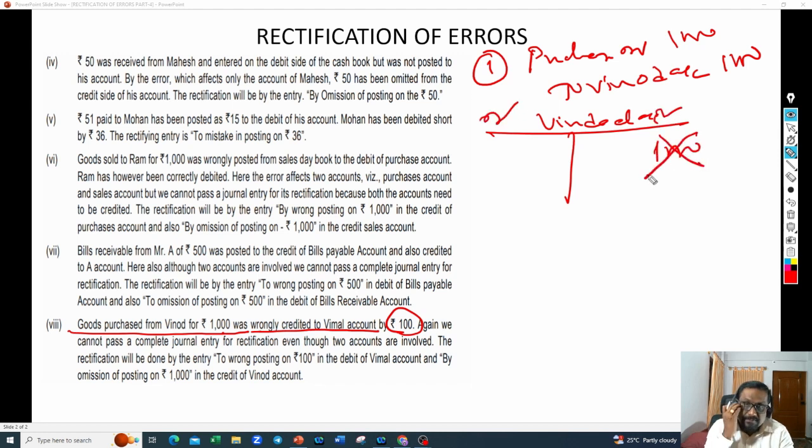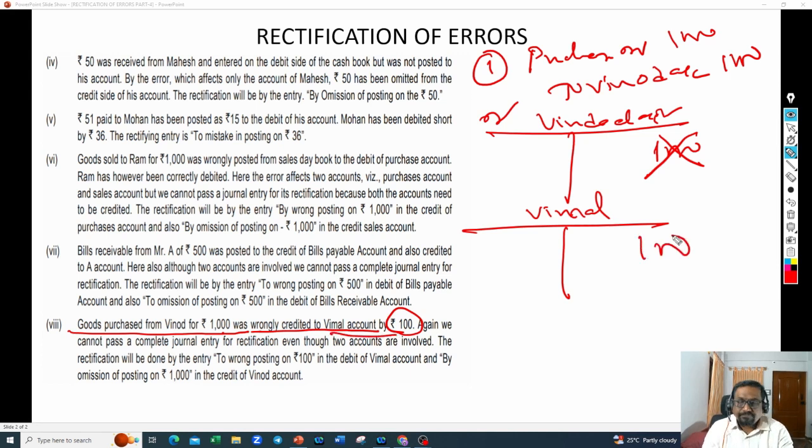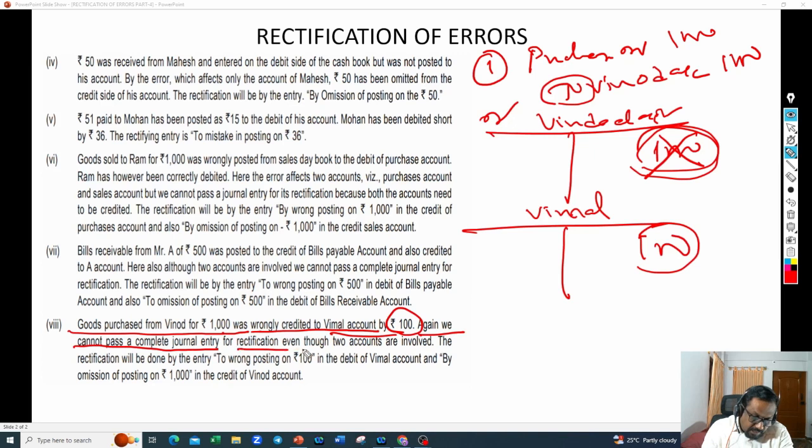I did not credit this. What did I do? Instead of crediting Vinod account, I went to Vimal account and credited 100 rupees. Vinod account I am supposed to credit, because Vinod account is created in this entry, no? So Vinod account has to be credited with 1000. But I went to Vimal and posted that too, instead of 1000, with 100 rupees. Now what happened? Again, we cannot pass a complete journal entry for rectification even though two accounts are involved. In this also, you cannot post a complete entry. Why? Here the amounts are different.